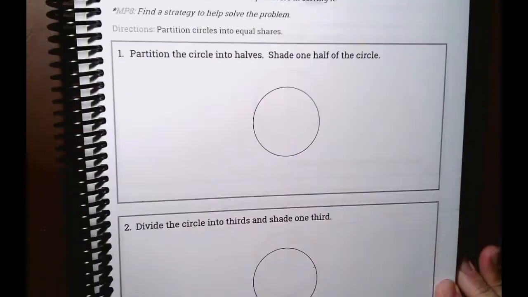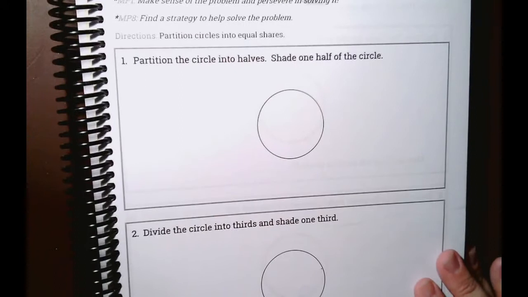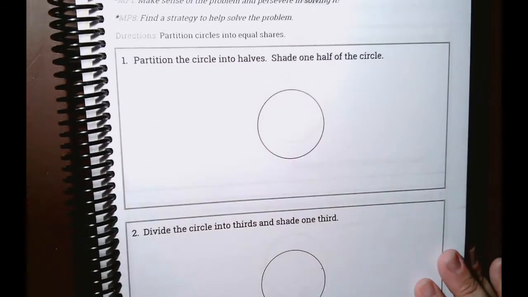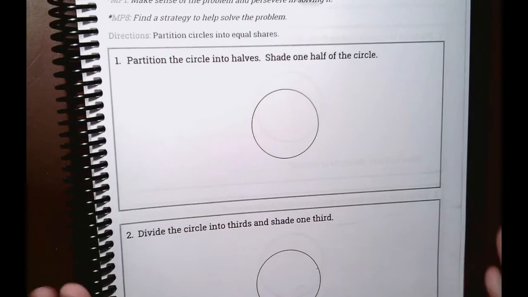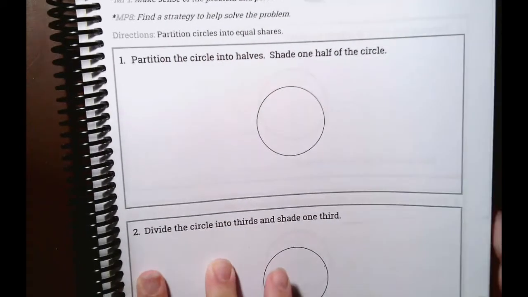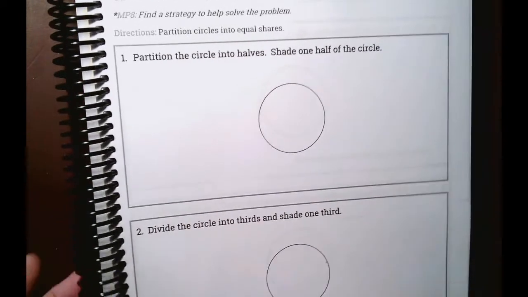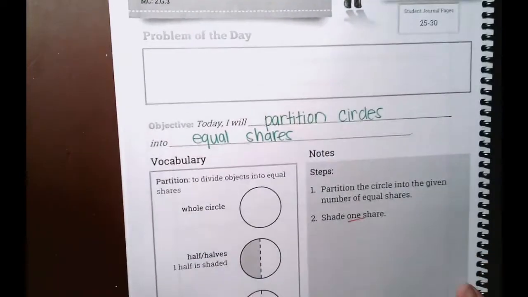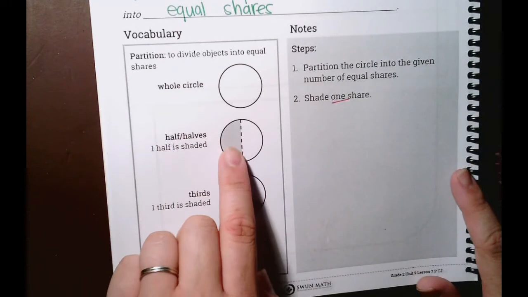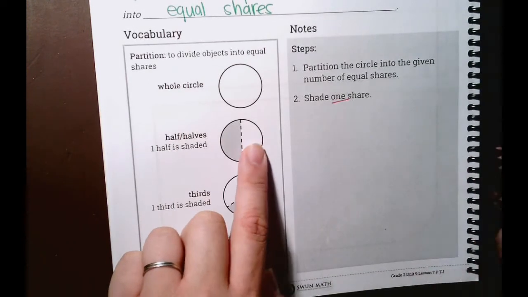All right, so number one says partition the circle. So divide the circle into halves. Oh, what does halves mean? How many pieces do I have to cut it into for halves? Well, if I don't remember, I'm going to go back over here into my chart and check. Well, it says halves. It shows me 2 pieces. So I'm going to cut it in half.